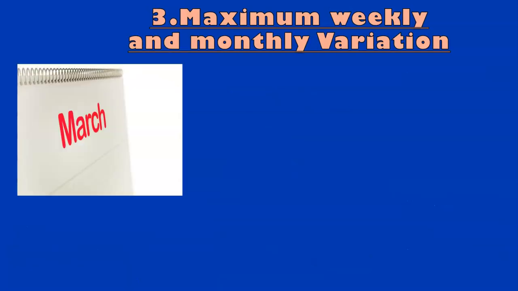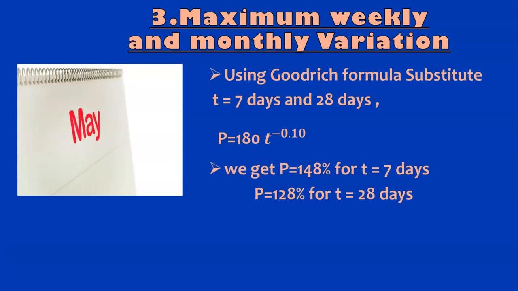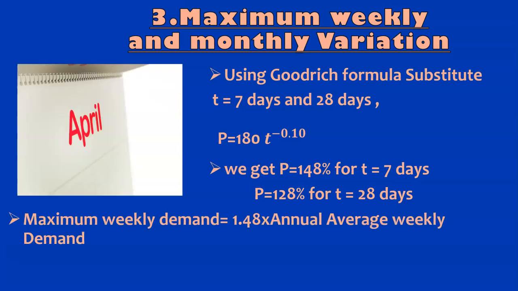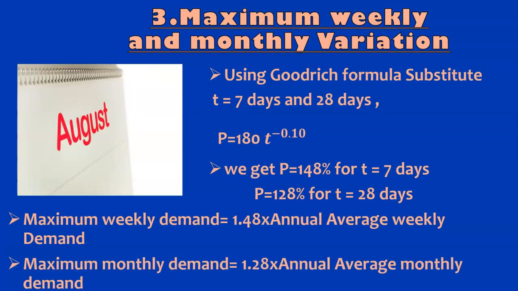Now, if you look at the maximum weekly and monthly variation, using the Goodrich formula, substitute T as 7 days for weekly and 28 days for monthly, we get P as 148% for T equals 7 days and P as 128% for T equal to 28 days. Hence, maximum weekly demand is 1.48 times the annual average weekly demand, and maximum monthly demand is 1.28 times the annual average monthly demand.